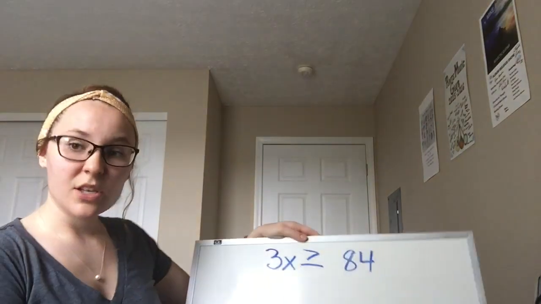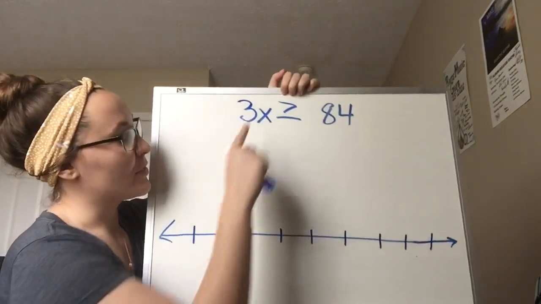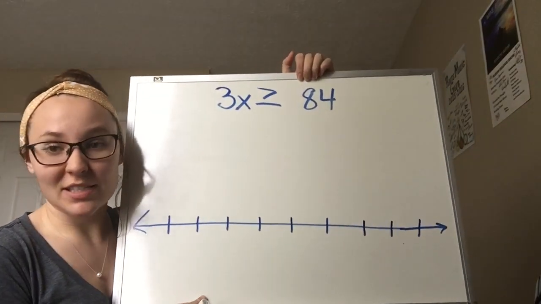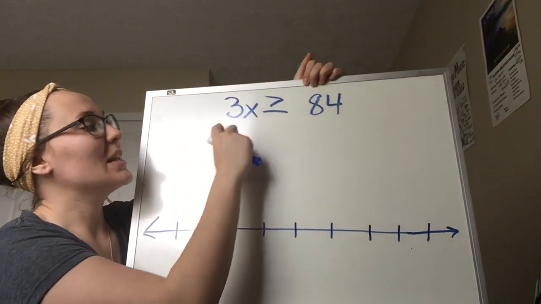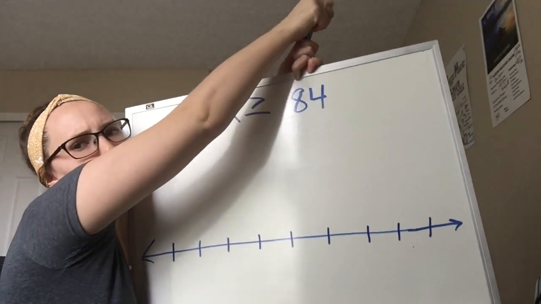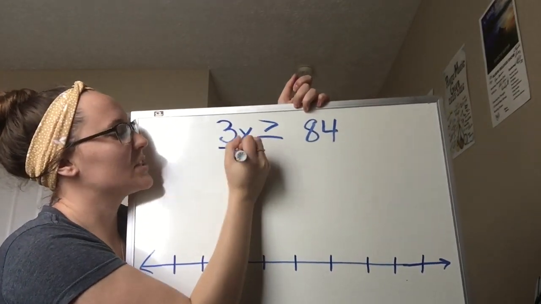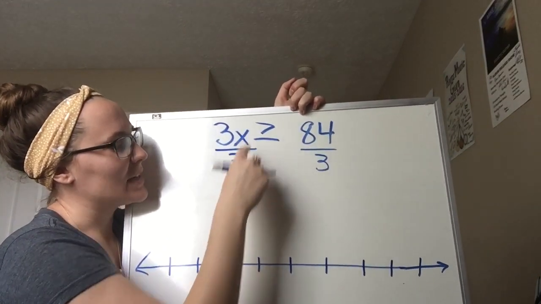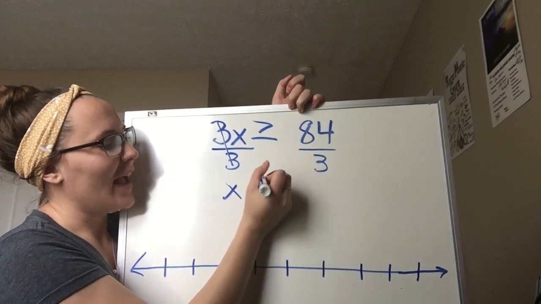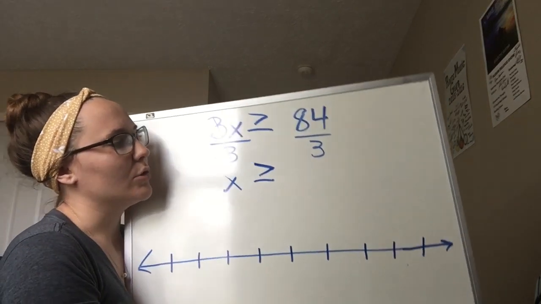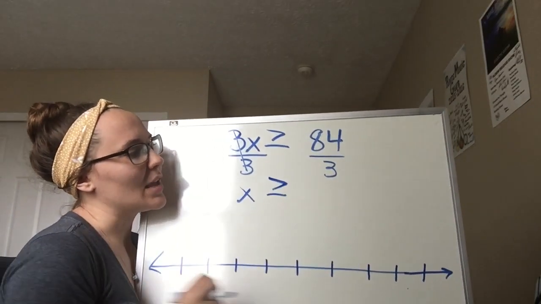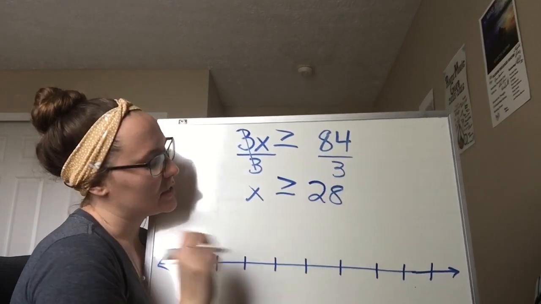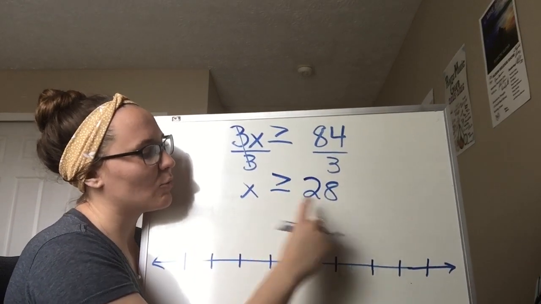So let's look at the first example on your notes page. 3x is greater than or equal to 84. Well, if we solve inequalities the same way we solve equations, we would need to do the inverse operation of multiplication, which is division. So we're going to divide both sides by 3. So we would get x, right? X is left over because those 3's cross out. x is greater than or equal to, well, what is 84 divided by 3? 84 divided by 3 is 28. So we would say x is greater than or equal to 28.